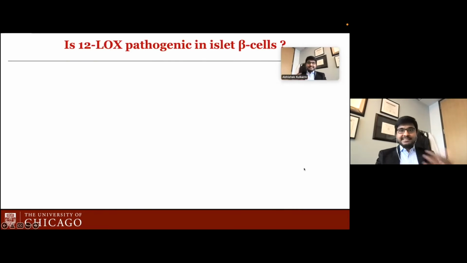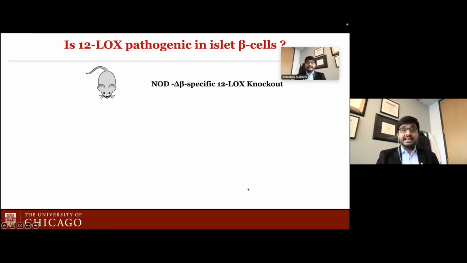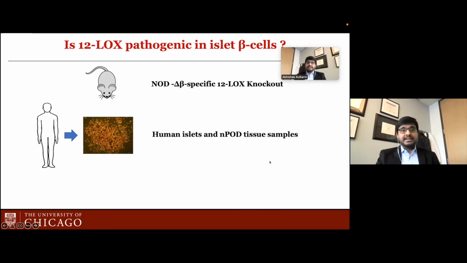So that's the main topic of today's talk. Is 12-LOX pathogenic in the islet beta cells, which are the major victims of type 1 diabetes pathogenesis? For answering this, we generated different animal models. First, we generated beta cell specific 12-LOX knockout mice. For a human context, we also performed studies with human islets as well as endocrine pancreas tissue samples from generous donors. And with translational interests in mind, we also developed a humanized mouse model. I will go through each of these models one by one in the upcoming slides.